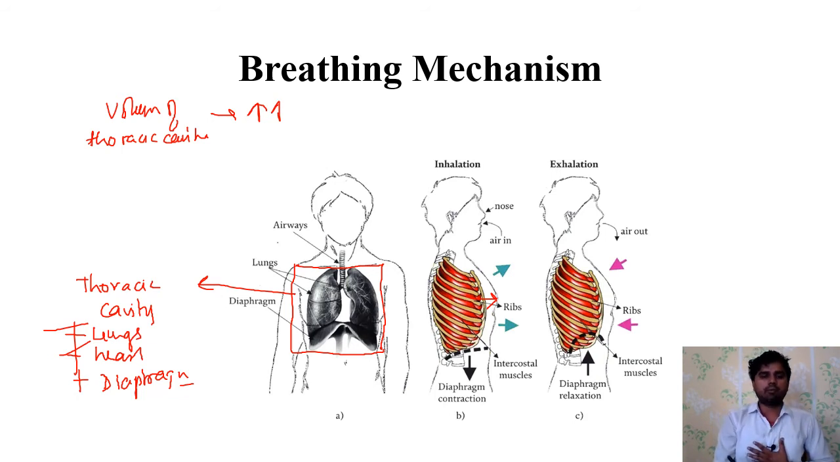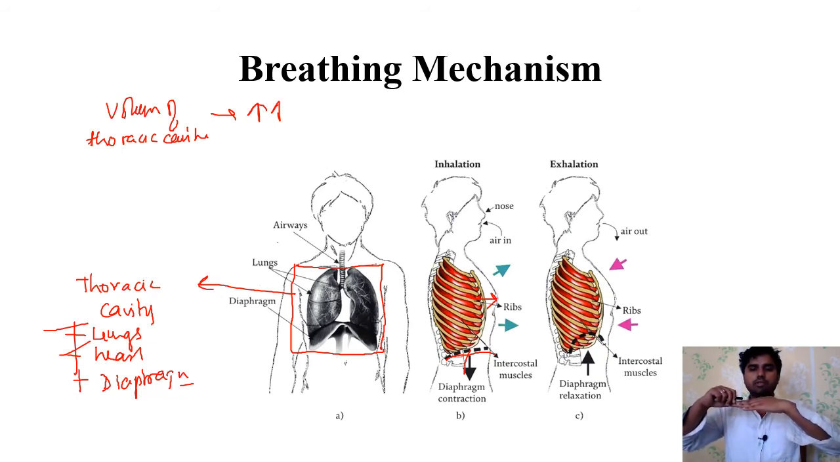Yes. And one thing more, here the diaphragm is contracted. That means if the diaphragm is like this, when it is contracted it will become a little bit straight, and this will also help in increasing the volume of the thoracic cavity. So diaphragm contraction is there.